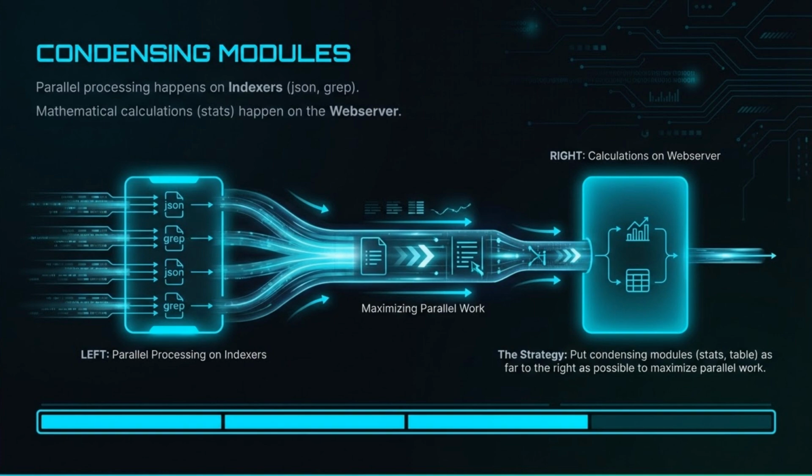Parallel processing for modules like JSON and grep happens on indexers. Calculations, such as stats or table, occur on the web server. Condense modules to the right to maximize parallel work.